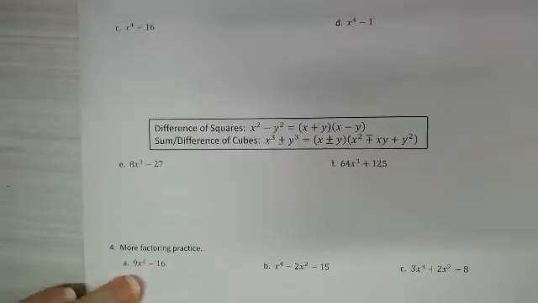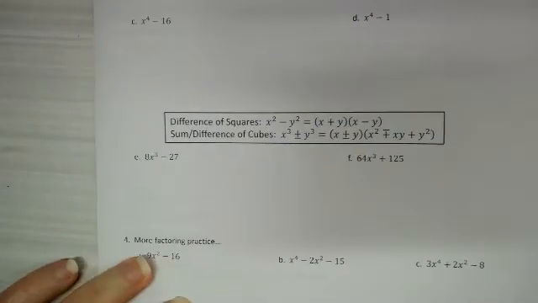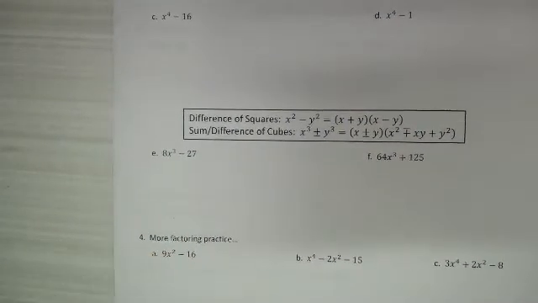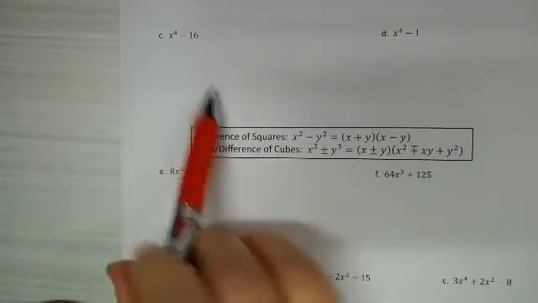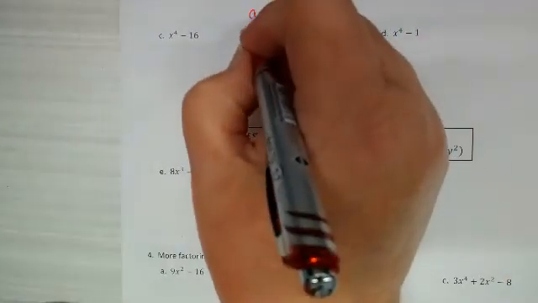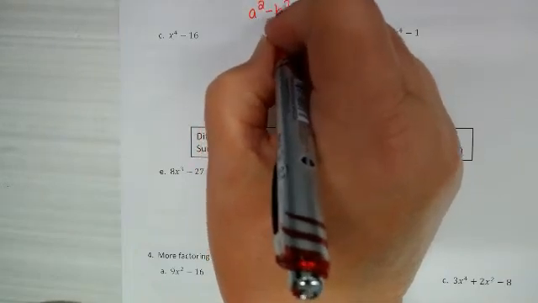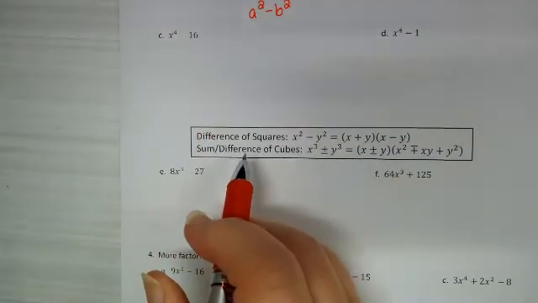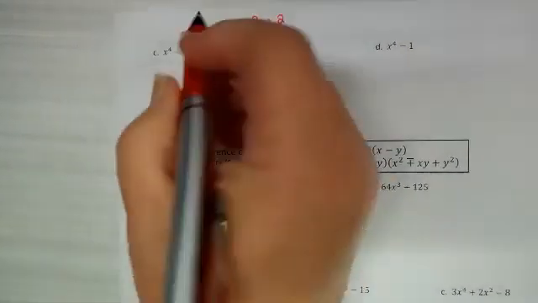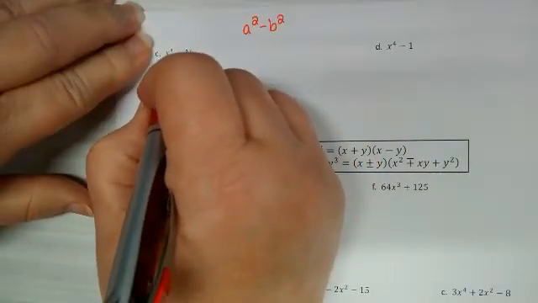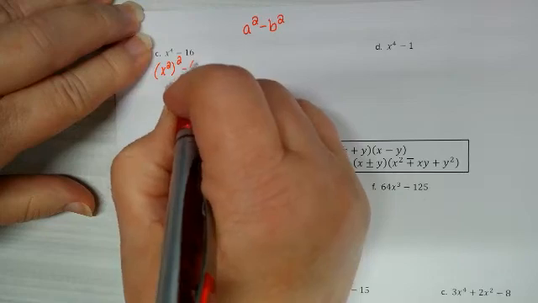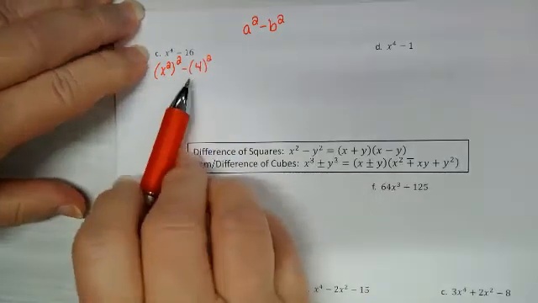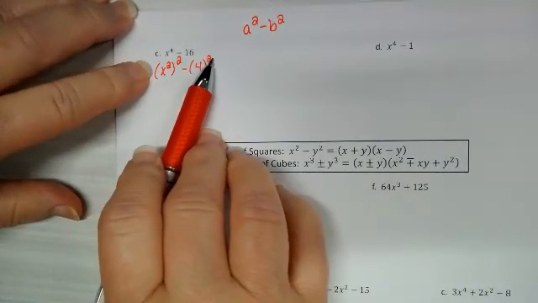All right, on the next page, there's something similar. Let's do letter C. It says x to the fourth minus 16. So remember we talked about our difference of squares: something squared minus something squared. Well, x to the fourth is something squared. It's x squared squared. And 16, of course, is 4 squared.